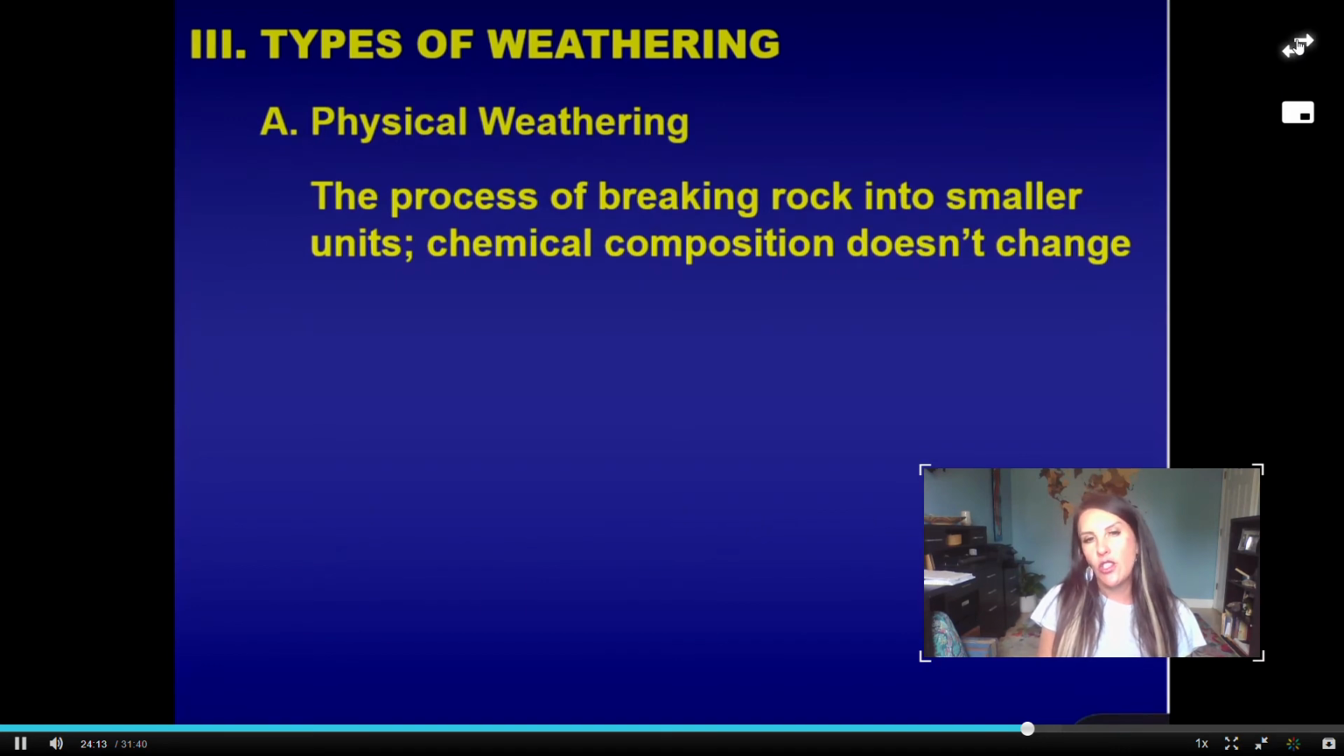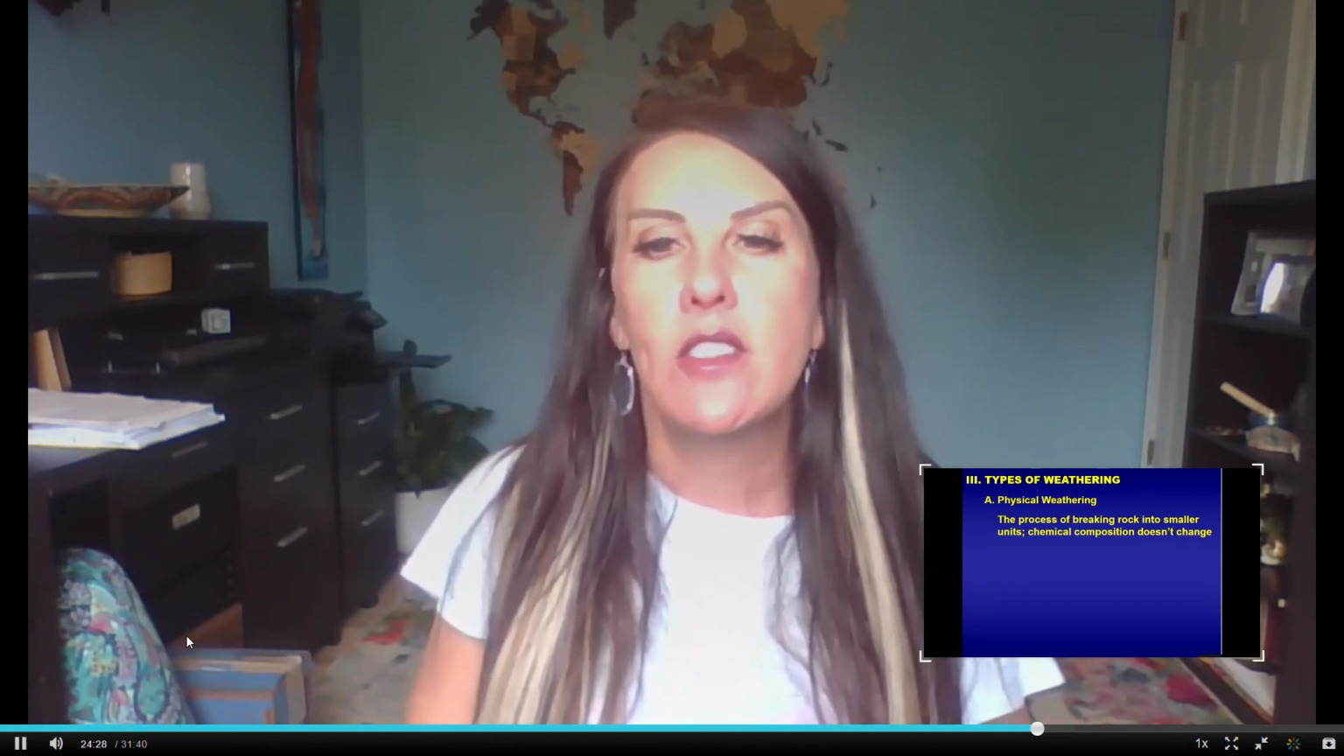So that leads us to discuss some generalities about weathering processes. So I mentioned that we can have physical weathering or chemical weathering. So by our definition, physical weathering is the process of breaking rock into smaller units, and the chemical composition doesn't change. So you're breaking large rock into smaller and smaller pieces. So you're thinking maybe a boulder rolls down a hill and now it's in many pieces. And then you take those pieces of sediment and smash them with a hammer. Now you have more pieces of sediment.